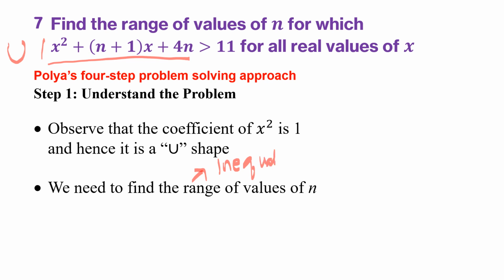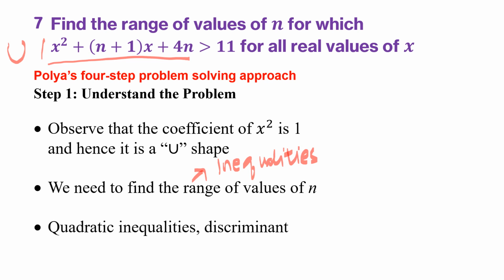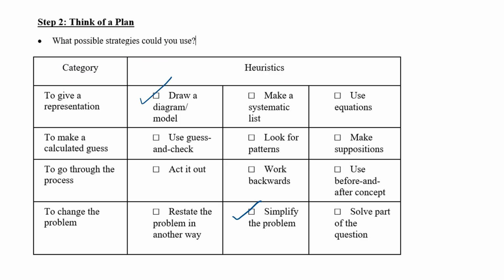So the concept of solving inequality has to come in. And of course, if you're talking about a U-shaped curve, we will think about the discriminant, your value for b squared minus 4ac. So this is how we understand the problem. Then let's go on to step number 2, which is we need to think of a plan.